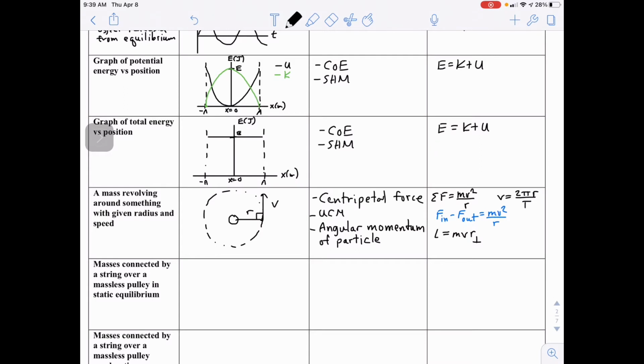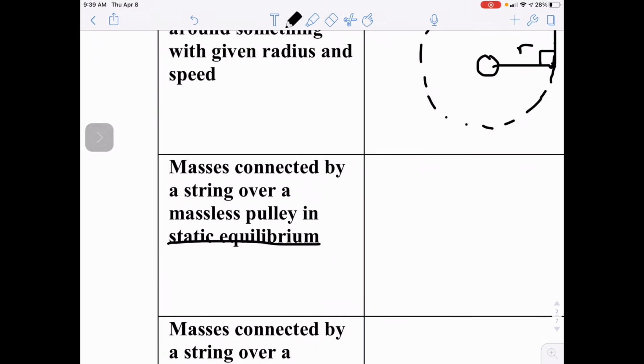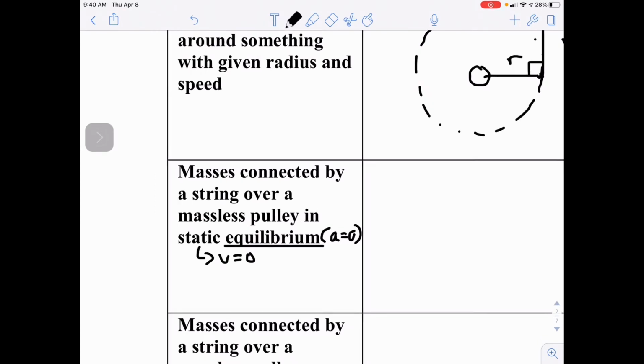Now in the next scenario, we have a mass connected over a string over a massless pulley, which is in static equilibrium. So static equilibrium, the word equilibrium, we all need to know, means we're not accelerating. But static means we're not moving. Okay, so they're not moving. We're not accelerating because we're not moving.